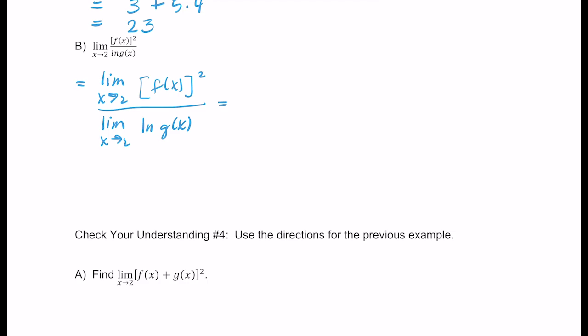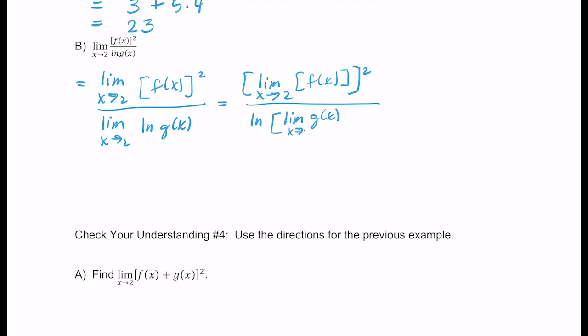Okay, now if you notice, we've got a power here. So we can use the power rule. We can just simply write this as the limit of f of x as x approaches 2, and we're going to square that entire piece there over, and to make this easier, we can pull out the ln. We can use our log rule. We could take the ln of the limit of g of x as x approaches 2.